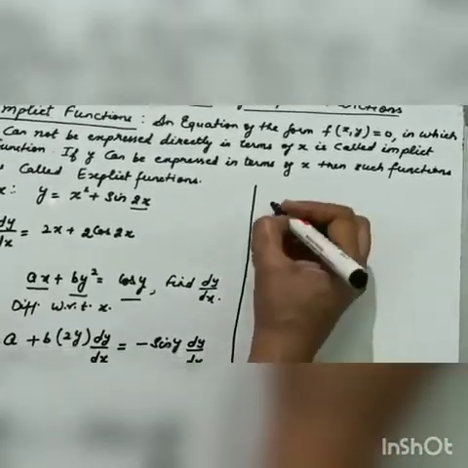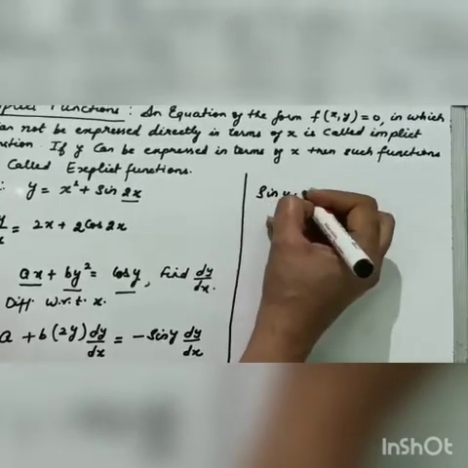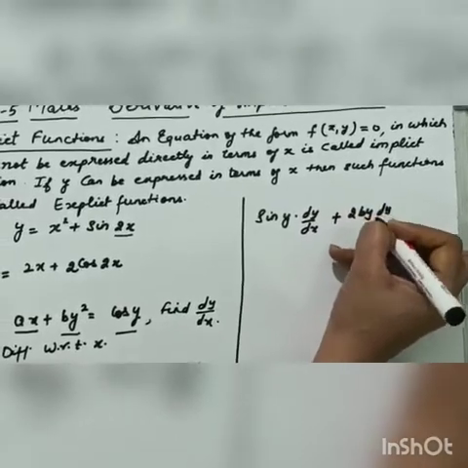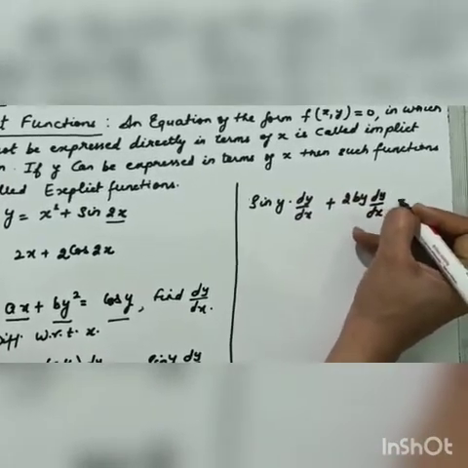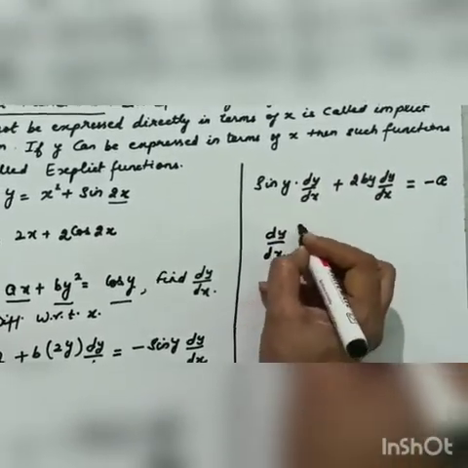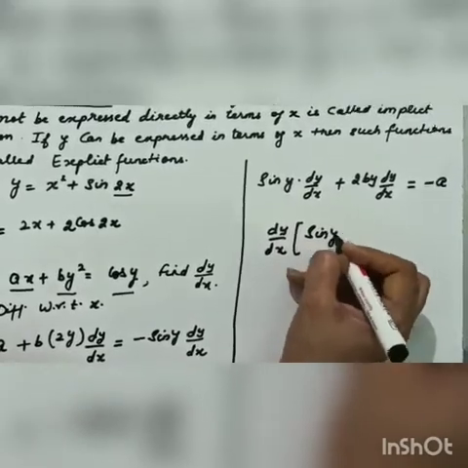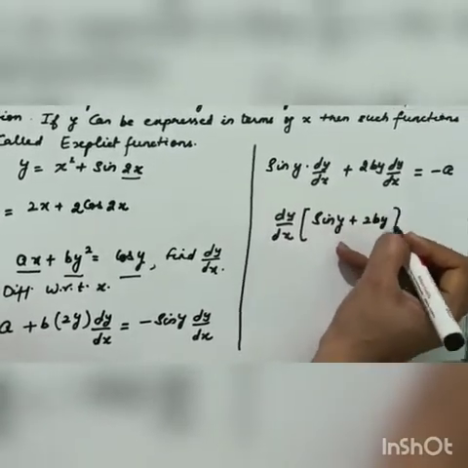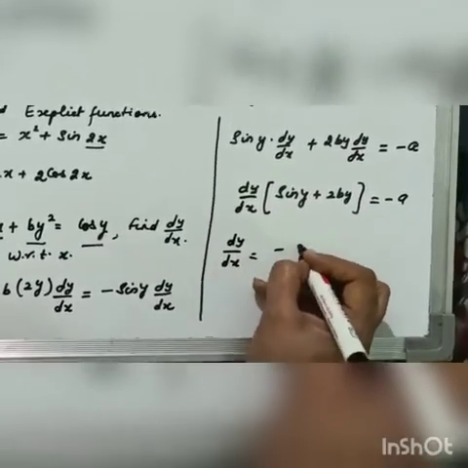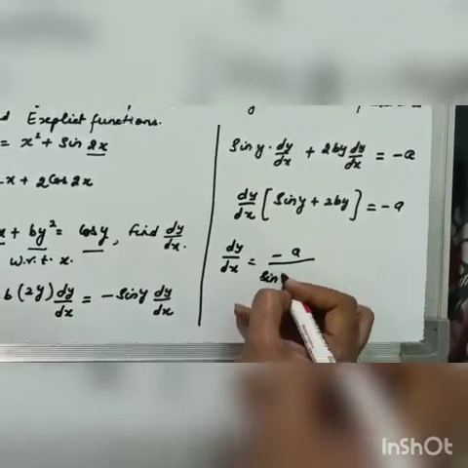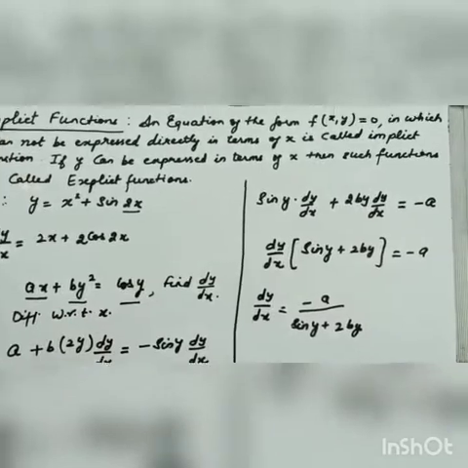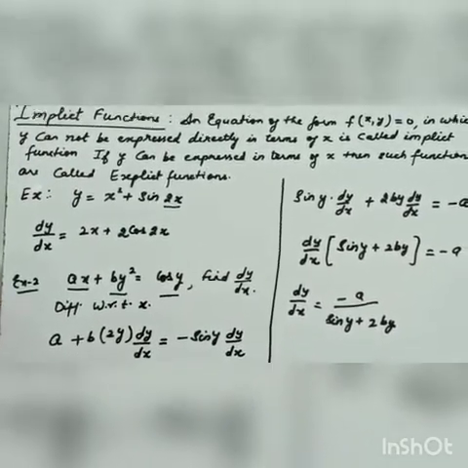Take all dy by dx terms on one side, sin y dy by dx plus 2by dy by dx equal to minus a. So if you take dy by dx common, we have sin y plus 2by equal to minus a. So dy by dx is equal to minus a upon sin y plus 2by. So this is our derivative of the function with respect to x.